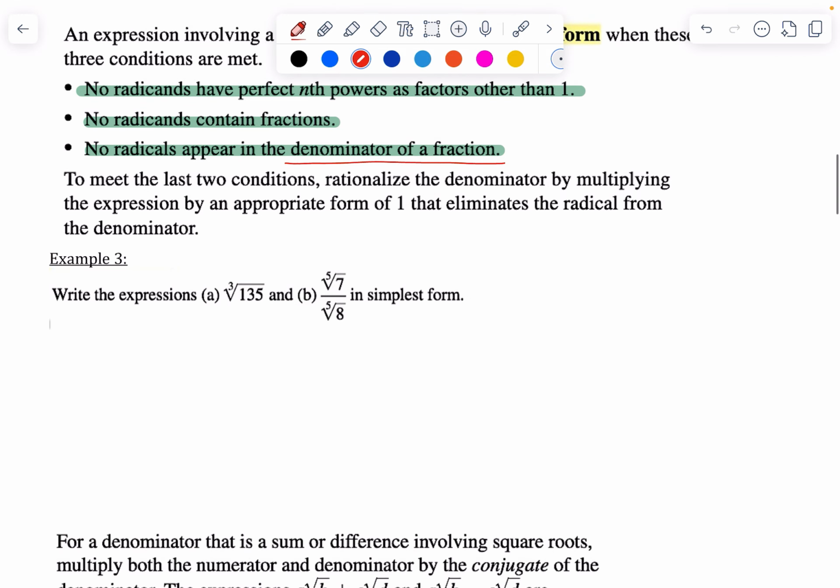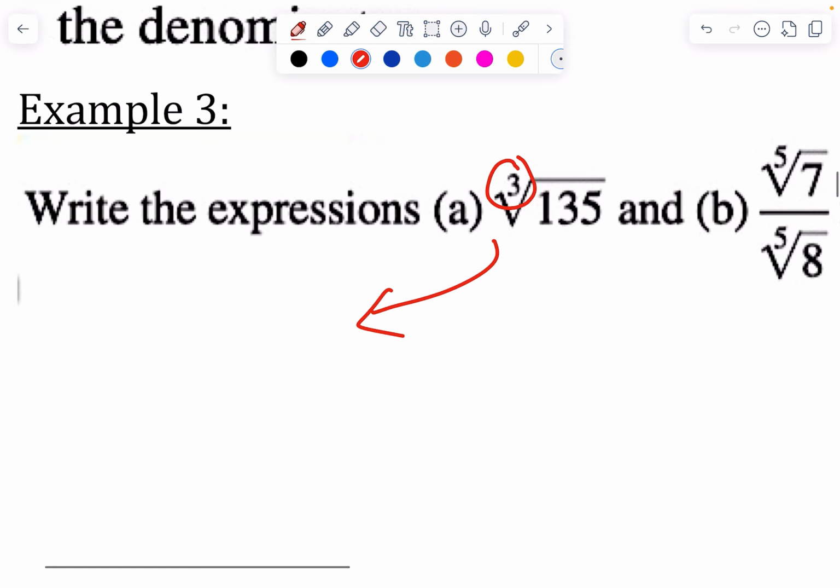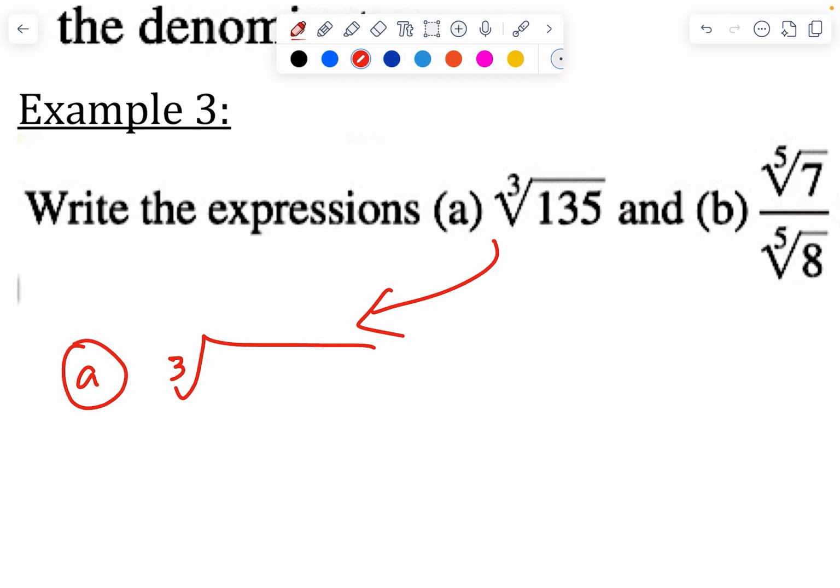Here, in example 3, I want to simplify this. Make sure that it's in its simplest form. Now, there's no fraction, so I'm not worrying about the second or the third component of what we just read. What I'm looking for is, are there any perfect cubes? Because we're taking the third root or the cube root. Any numbers that are being raised to the third power, in other words, okay? Now, I don't know any perfect cubes contained inside of 135, but I do know that if I break apart 135, I'll eventually find a perfect cube, or a number cubed.